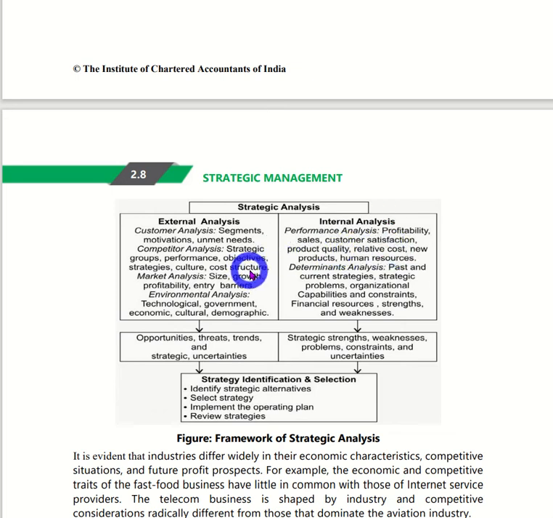The reason I touch this table is essentially not because of what I discussed till now, but determinants analysis. Now, what does this mean? All that this means is, if you see past and current strategies, strategic problems, organizational capabilities and constraints, financial resources, strengths and weaknesses, these factors would determine the future fate of your organization. Since they determine the future state of your organization, they are called determinant analysis. Just to explain this term, I actually read through this entire box.